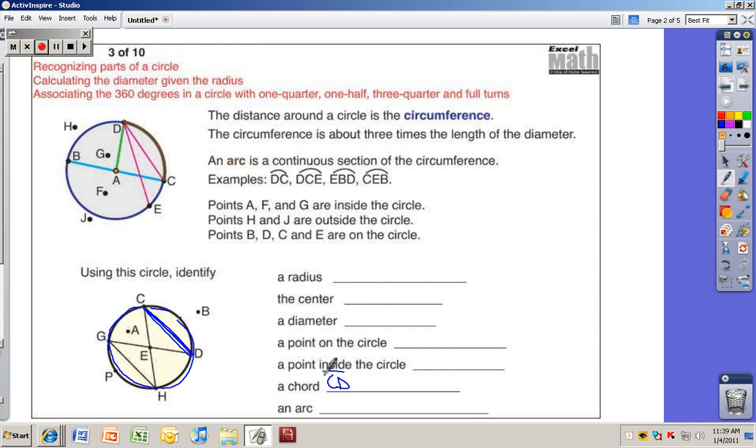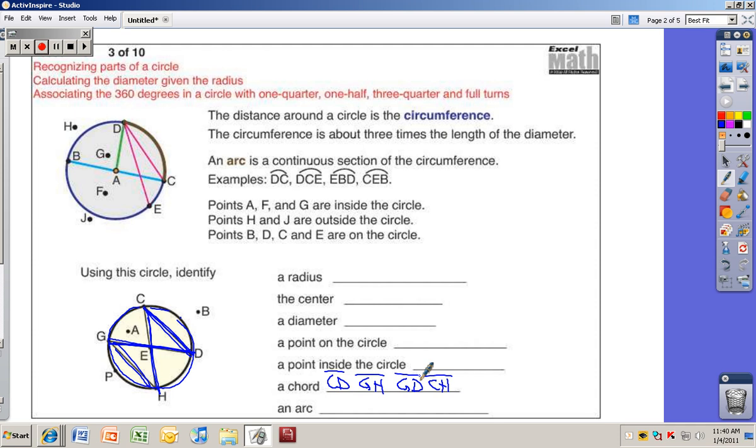Are there any other chords? G to H. Good. And any other chords? Well, diameters are also chords. So G to D, because it does connect one part of the circle to another, and C to H is also considered to be a chord. So any of those 4 could be right answer.